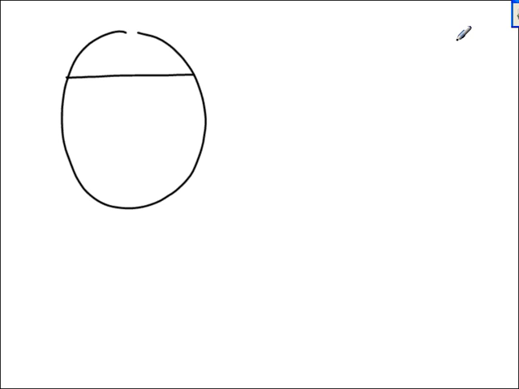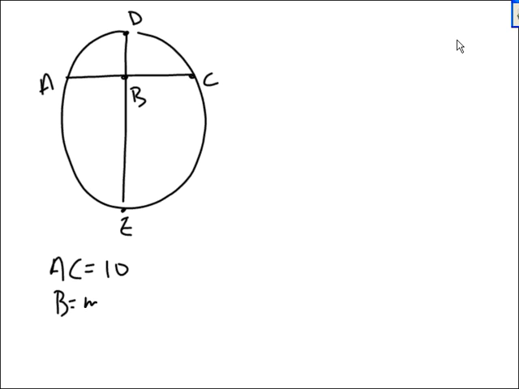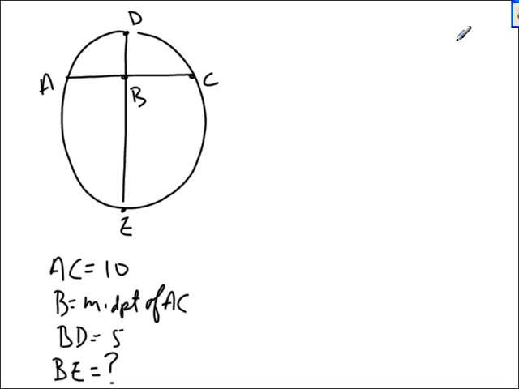Suppose you have a circle and you have these two chords, with points A, B, C, D, and E. And I tell you that AC is 10, B is the midpoint of AC, and I tell you BD is 5. And I ask you to find BE. What is BE equal to?